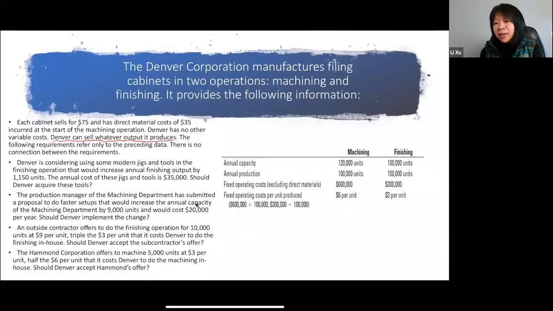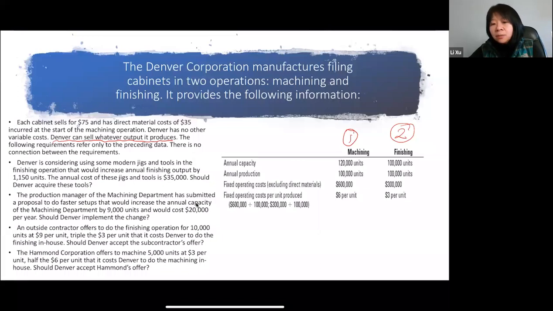For this cabinet, they have two departments. First, you go through the machining, then you go to the finishing. So this is step number 1. This is step number 2. Okay. So it goes like this. First you have the machining department. It manufactures and produces all the cabinets. Then after it's finished, it's moved to the second stage, which is the finishing department.